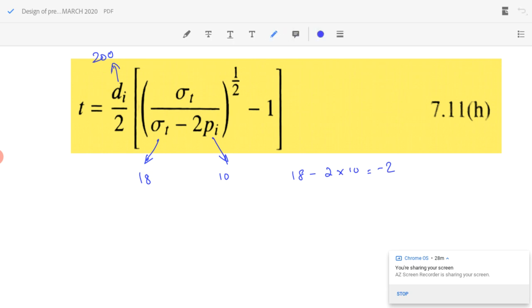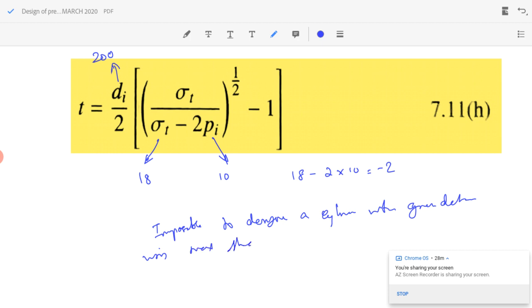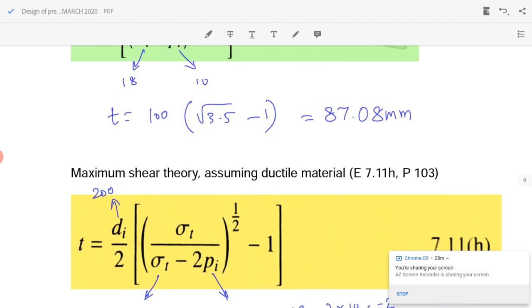So our conclusion is that it is impossible to design a cylinder with the given details using maximum shear stress theory. So we can only use maximum normal stress theory, and we can find that value as 87.08 mm. So this is our complete conclusion.